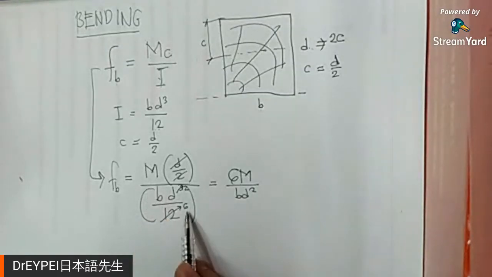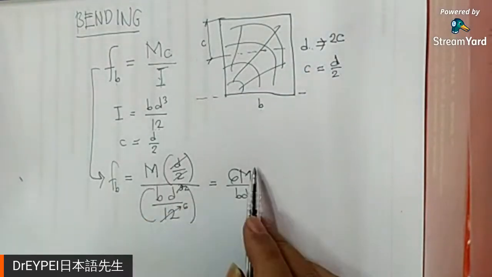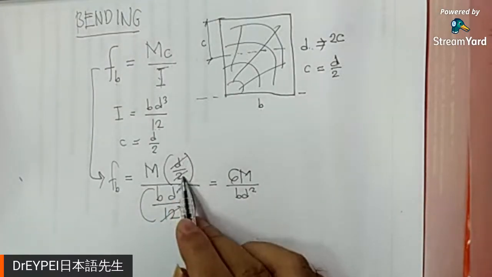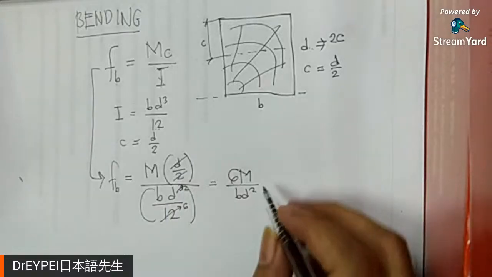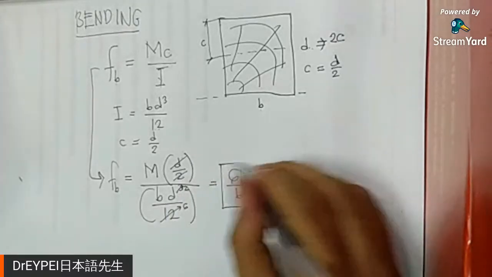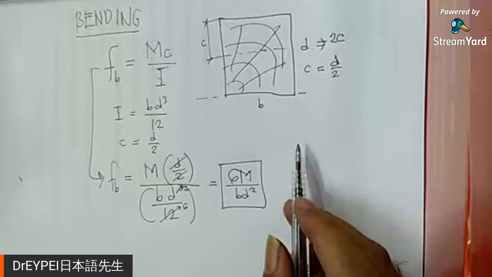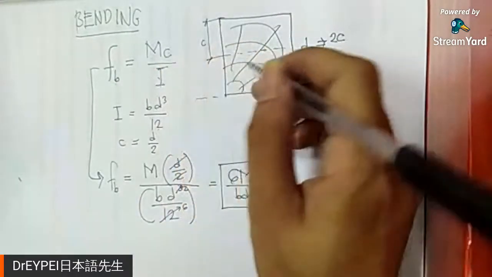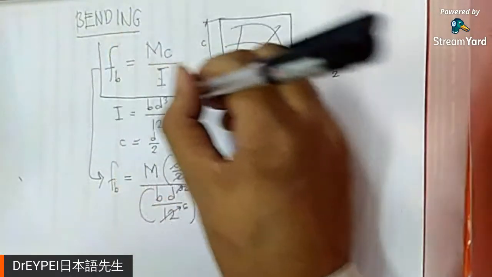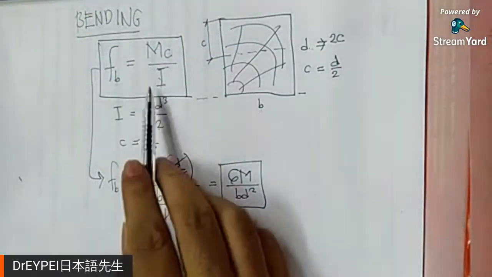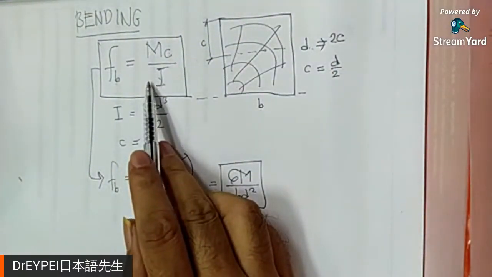M, we have 6 here. So 6M over BD squared. Already cancel out this one. Okay? So this is our formula for what? For rectangular cross-section. For any type of cross-section, it is applicable here. This is applicable in any type of cross-section.